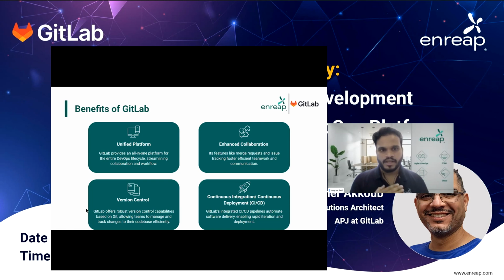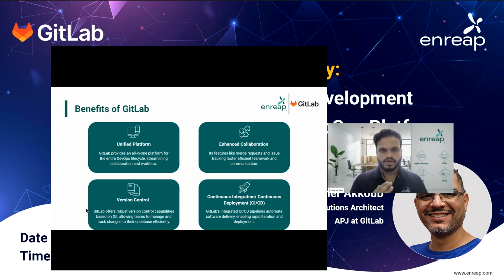Then the second one is enhanced collaboration. Here, GitLab helps our team to collaborate more effectively by providing tools like merge requests and issue tracking. So it's like having a virtual meeting room where everyone can share their ideas and work together on different projects. Next is easy version control. Here, GitLab helps you to keep track of changes to your code, so you always know who did what and when. So it's like having a time machine for your code, so you can always go back and see how things have evolved or developed.